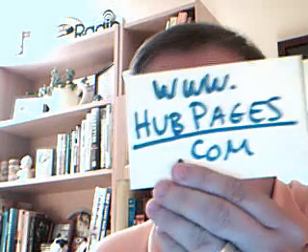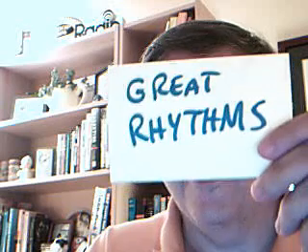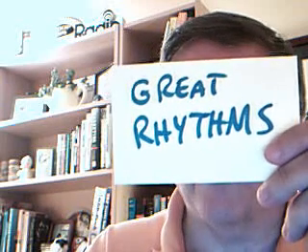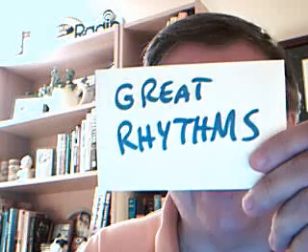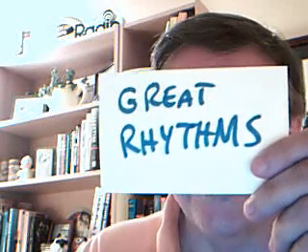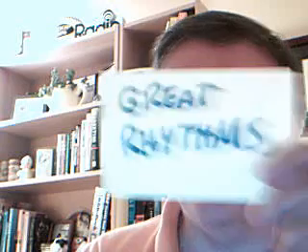When you get to hubpages.com, there's a little search box near the top. You do not have to log in. You don't have to pay anybody anything. You don't have to become a member. You can just go right to that search box at the top of the Hub Pages page and type in the term great rhythms. Now, the word rhythm, nine out of ten people can't spell right. So write this down. Rhythm is a very difficult word to spell properly.